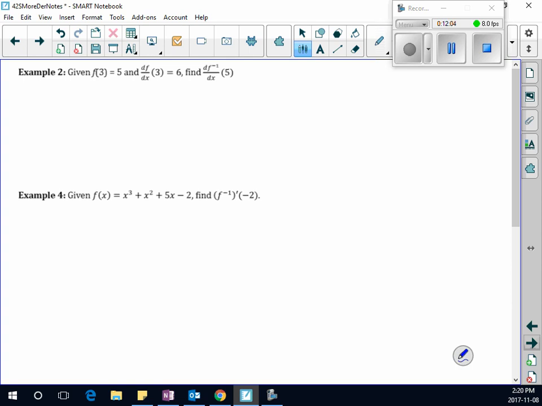Okay, so we'll repeat what I just said. If f(3) is 5, that means the inverse of... I'll do this function machine again. What goes in? 3. What comes out? 5. And going the other way, so the inverse, 5 goes in, 3 comes out. Got that?